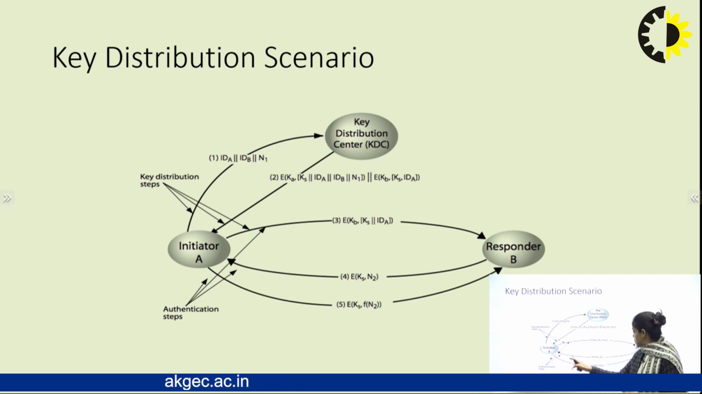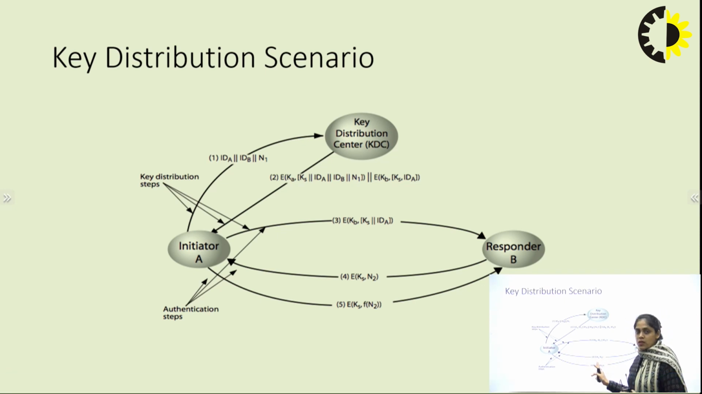Now this responder B will send back the nonce 2, which is encrypted with the session key. A will receive it and send the function of this nonce 2, which is encrypted with the session key. So you can easily see statements number 1, 2 and 3. These are key distribution steps, and statements 3, 4, 5 are the authentication steps. So this is a very important diagram for our key distribution scenario.